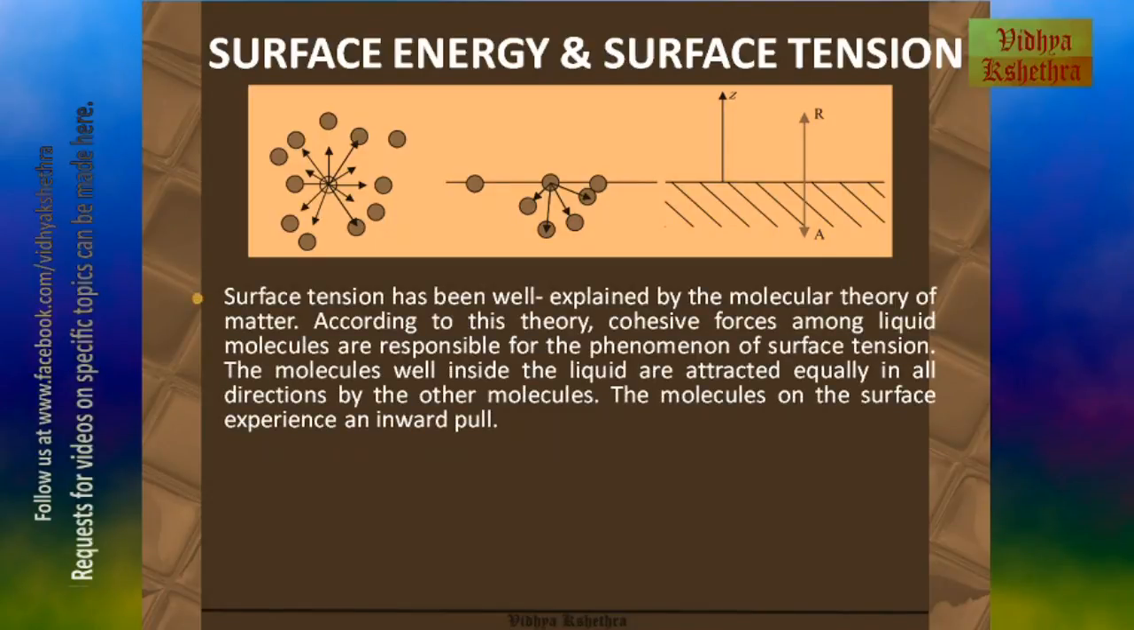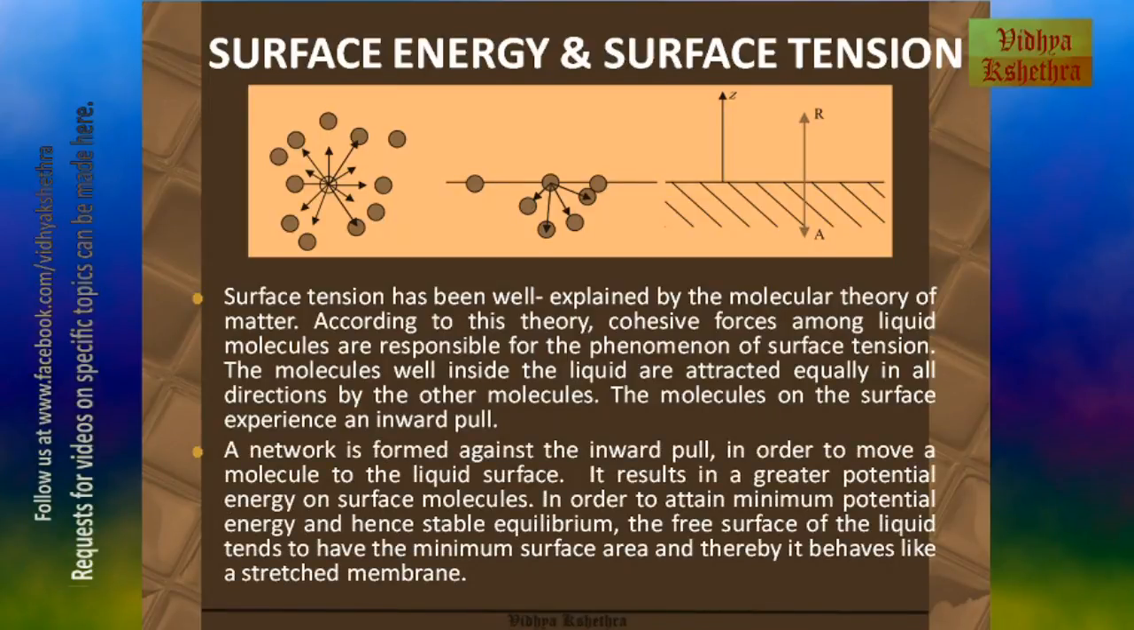So surface tension is well explained by the molecular theory of matter. According to this theory, cohesive forces among liquid molecules are responsible for the phenomenon of surface tension. The molecules well inside the liquid are attracted equally in all directions by the other molecules, while the molecules on the surface experience an inward pull. This is what makes the surface behave like an elastic membrane.